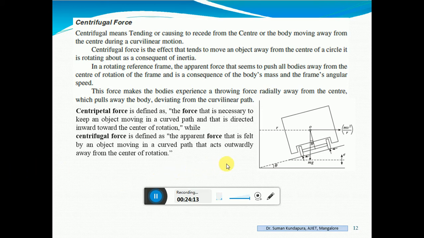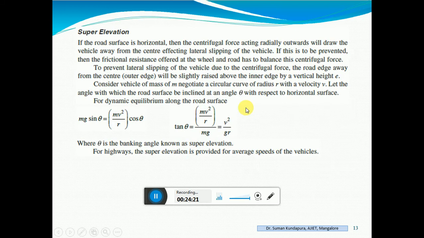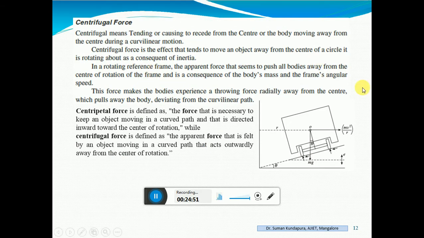And with the same concept, this is one of the important concepts when we design roads, especially when we are traveling along the roads. There is a concept called super elevation. If the road is horizontal, then the centrifugal force acting radially outside will draw the vehicle away from the center, and it causes lateral slipping of the vehicle. So if this has to be prevented, that is why we see in curved roads, super elevation provided. This concept is called super elevation.